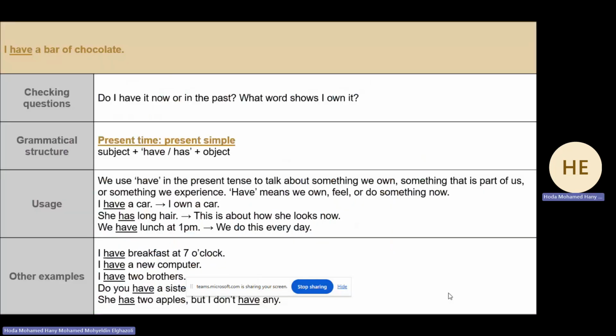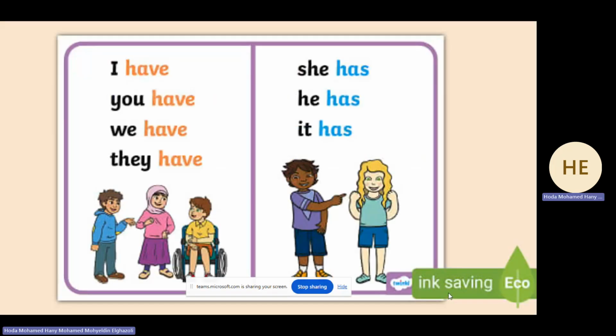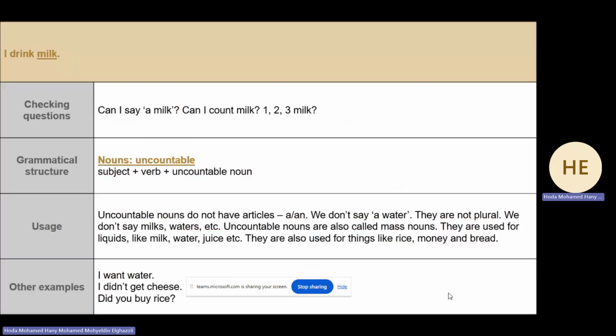Examples. I have breakfast at 7 o'clock. I have a new computer. I have 2 brothers. And in the question form, do you have a sister? In singular, she has 2 apples, but I don't have any. Have and has. Next, uncountable nouns.